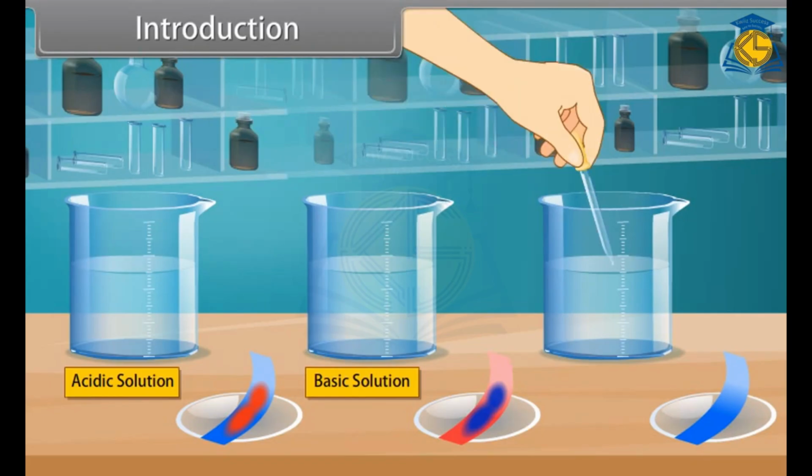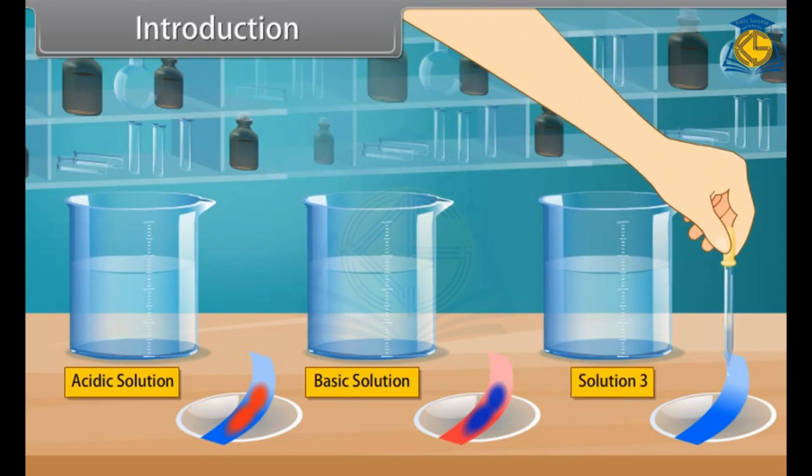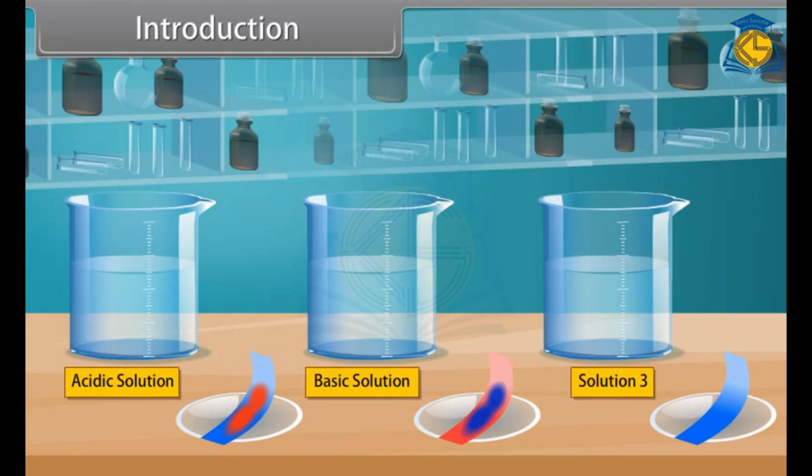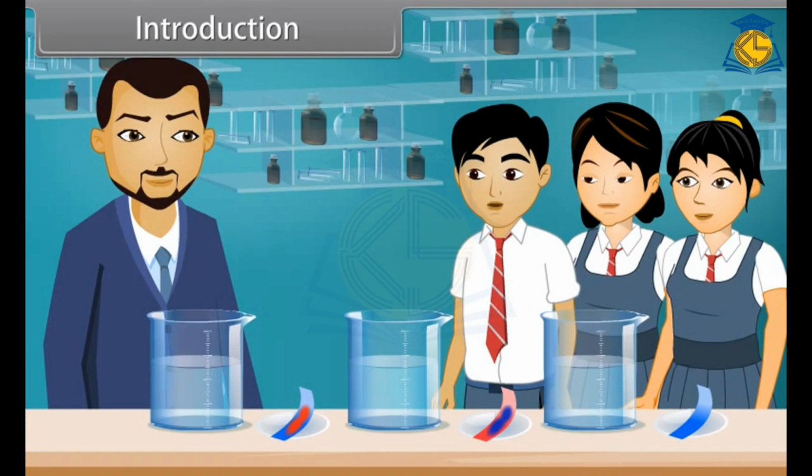Finally, we test for solution 3. The color is not changing. It shows that this solution is neutral, and we can say that solution is at equilibrium. Sir, what is equilibrium? Equilibrium is a condition when the number of moles of base becomes equal to number of moles of acid. Let's learn more about it.